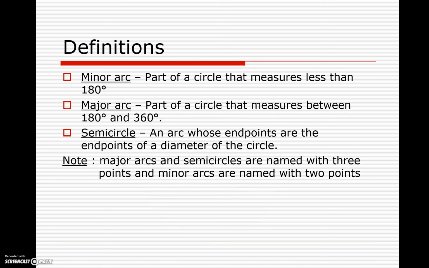A couple of the definitions that we have is a minor arc. A minor arc is a part of a circle that measures less than 180 degrees. A major arc is part of a circle that's between 180 and 360. A semicircle is an arc whose endpoints are the endpoints of the diameter of the circle. So what happens with a semicircle is that's where we have the exact 180 degrees. Major arcs and semicircles are named with 3 points, while minor arcs are named with 2 points.